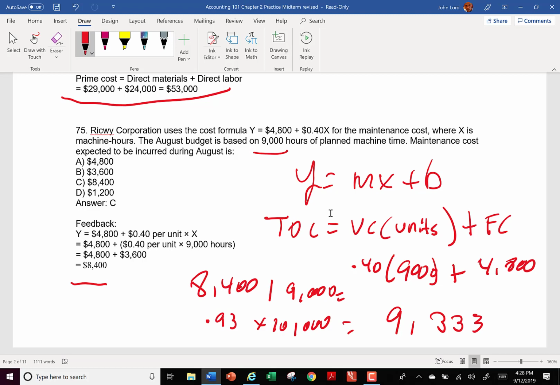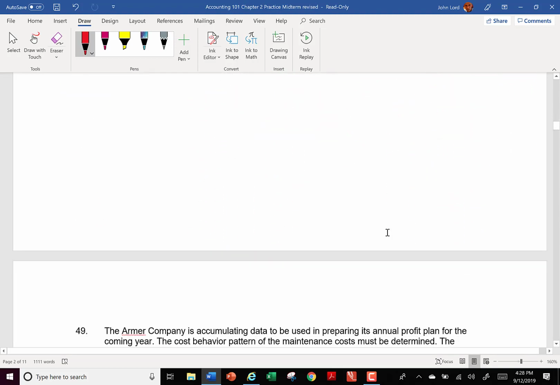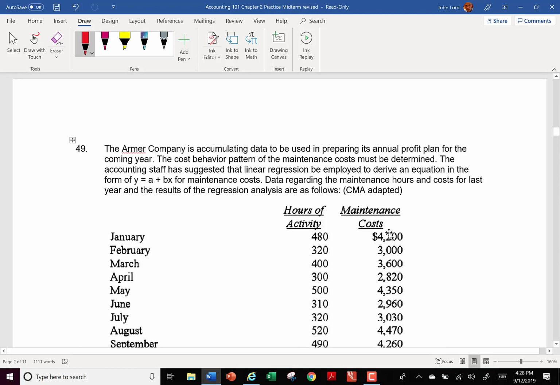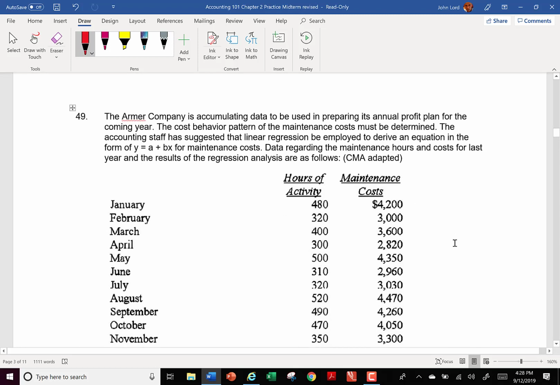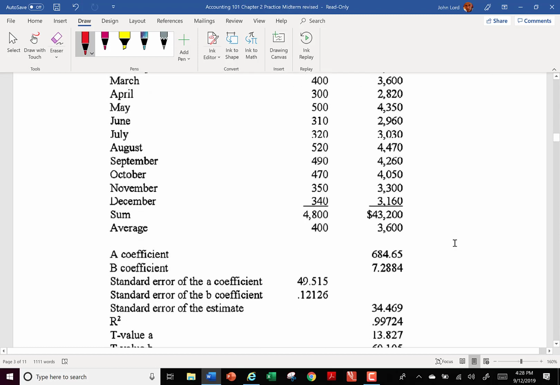Now you come over and you take a look at this next question. And I don't think we did this one. I think we did a different one, didn't we? Or did we do this one?